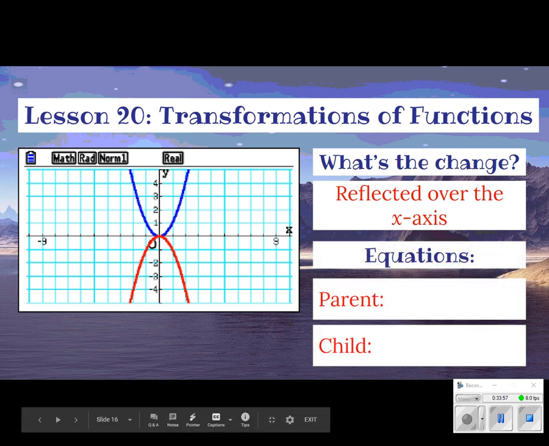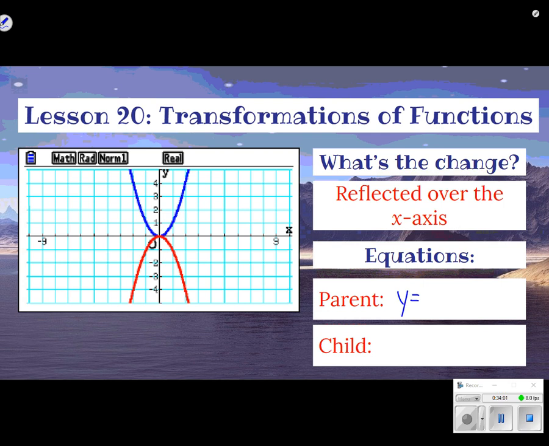Okay, so our parent function, y equals, this is quadratic, so this is x squared. And our child function would be y equals, just put a negative in front of it. And what that does is it takes whatever is being squared and makes it negative.